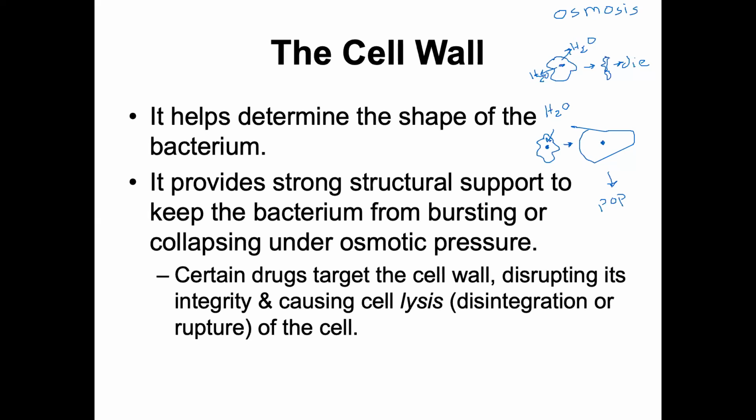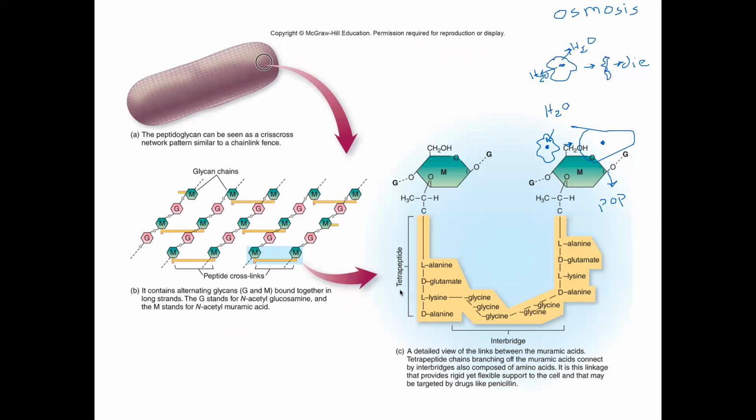So if we look at the structure of the cell wall, we can see what peptidoglycan is all about. Peptidoglycan is made up of special sugars. We abbreviate those sugars NAG and NAM, all right? And what do those stand for? N-acetyl glucosamine and N-acetyl muramic acid. You don't have to remember that. Just remember NAG and NAM.